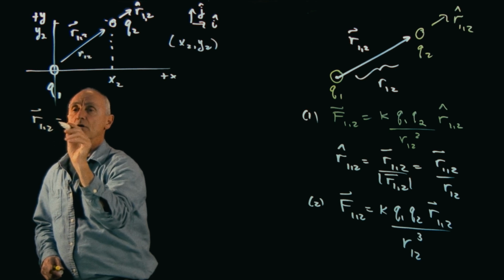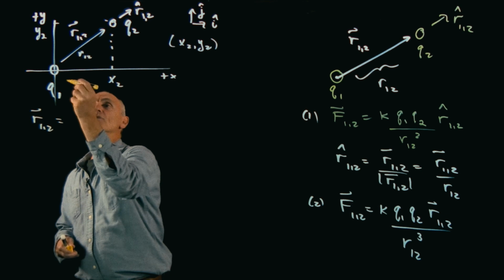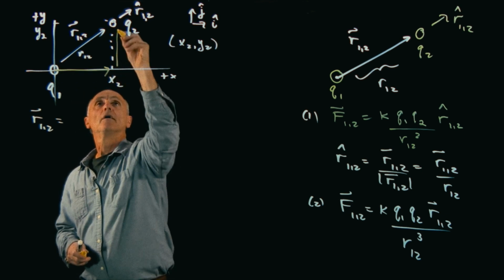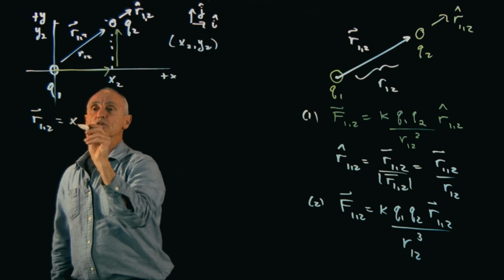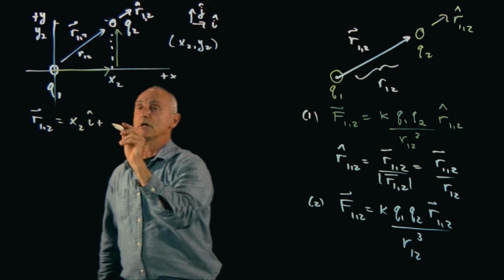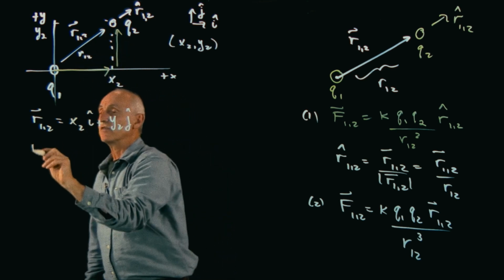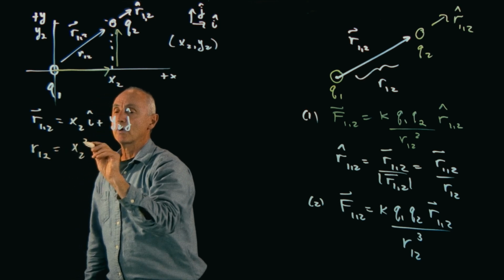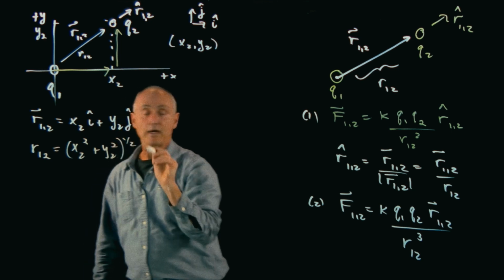So let's write these out. r12 is simply the decomposition. So we can think of that as the sum of this vector plus that vector. And that's equal to x2 I hat plus y2 j hat. And the magnitude of this vector by the Pythagorean theorem is simply x2 squared plus y2 squared to the 1/2.